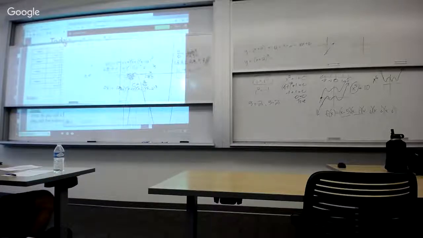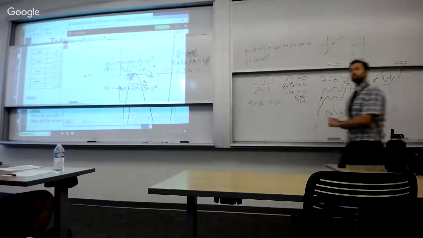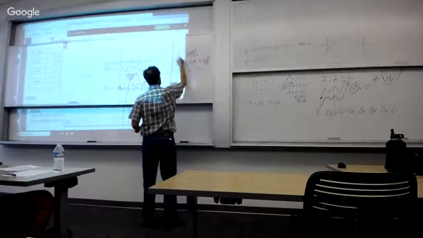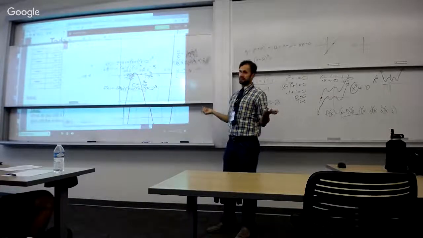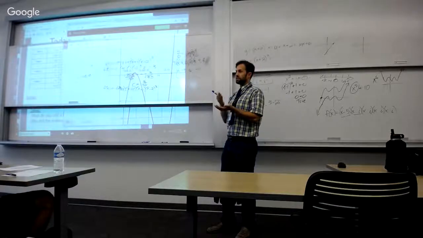my x-intercepts. So now I just know that it's 1/2, 2/3, and 2. And just by graphing it, that took all the trial and error out of the picture. Now you just know these are the numbers that you need to use.